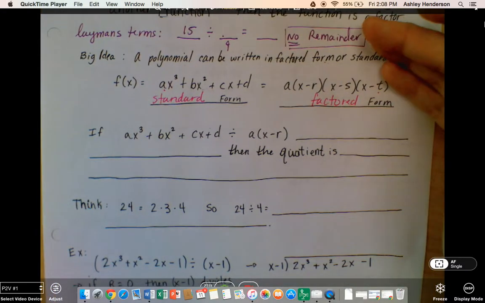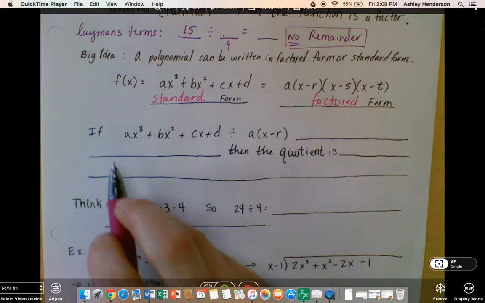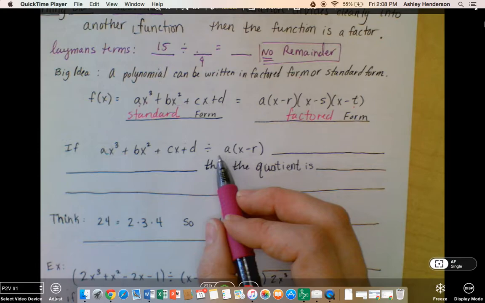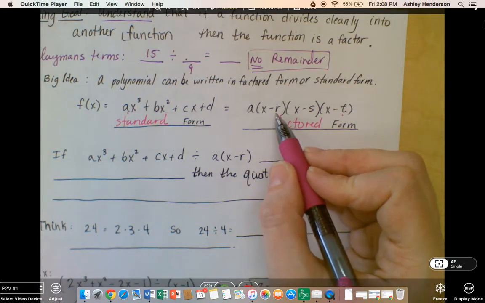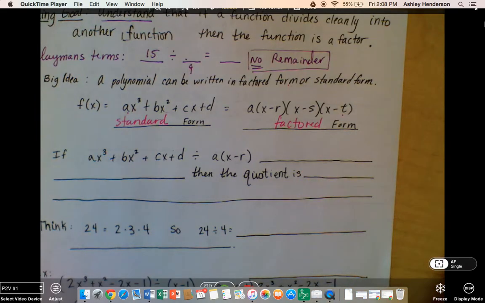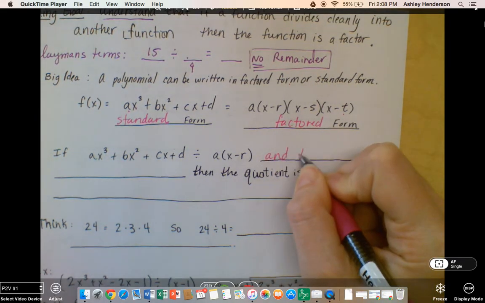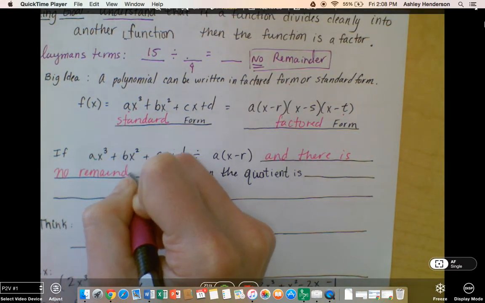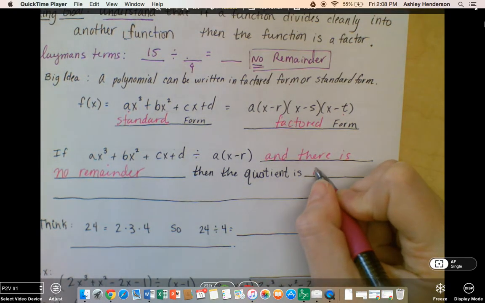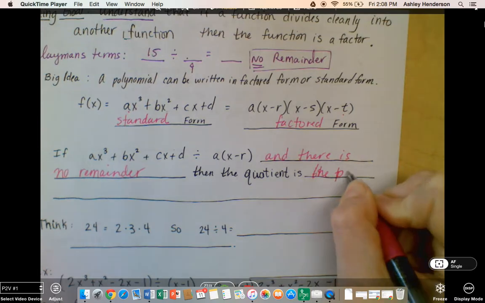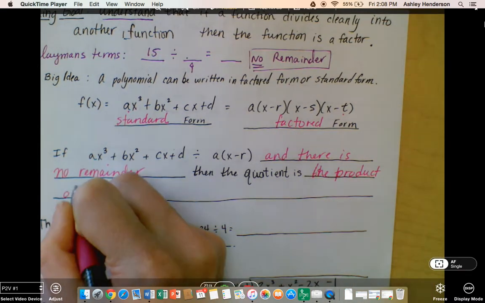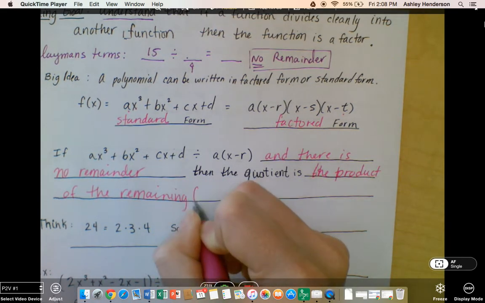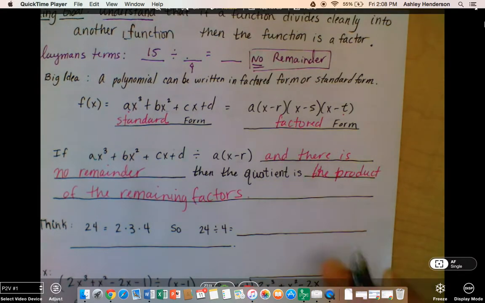So we're going to use this big idea here with this no remainder idea. So if ax cubed plus bx squared plus cx plus d were divided by a times the quantity x minus r, and there is no remainder, then the quotient is the product of the remaining factors. So that might seem a little convoluted at first.